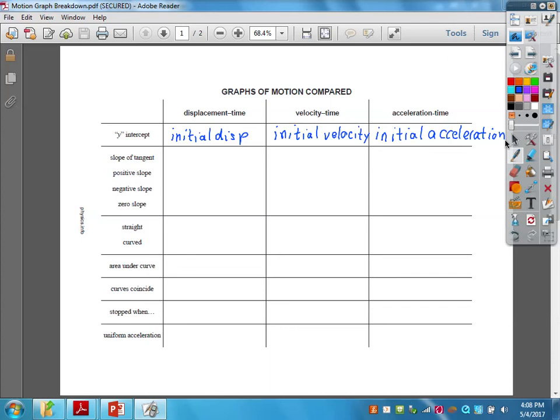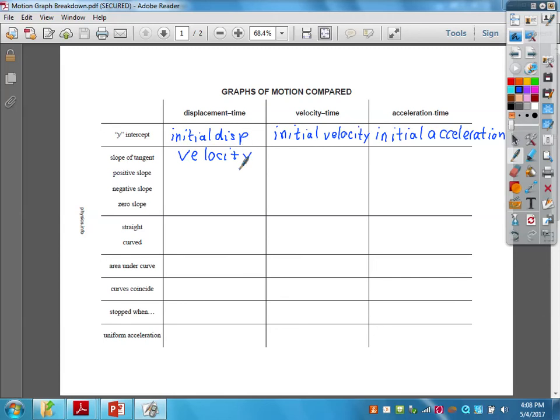So if you do have a y-intercept, it's just saying that you're not starting at 0. It could be 0. The y-intercept could equal 0. All right, the slope of the tangent line. In other words, what is the slope? The slope on a displacement time graph is velocity.